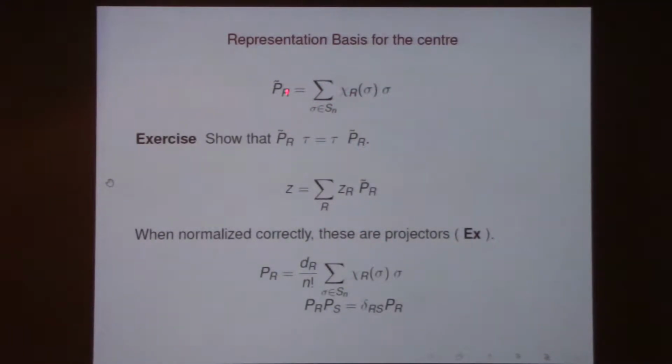When you normalize these characters chi-r correctly, with a factor of 1 over n factorial times the dimension of the representation, you get something which is a projector. That means if you square this PR times PR, you get PR. And PR times PS gives delta RS PR. Projectors are important because if you have a direct sum of different representations, the projector acts on that direct sum and picks out those representations which are exactly equal to R.